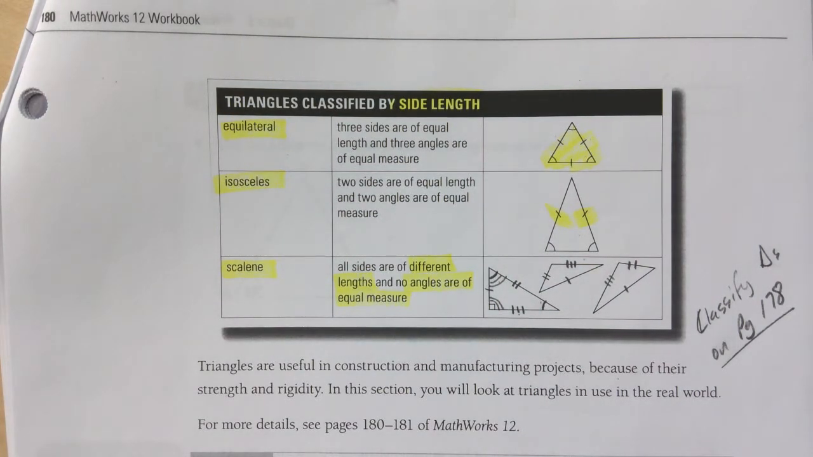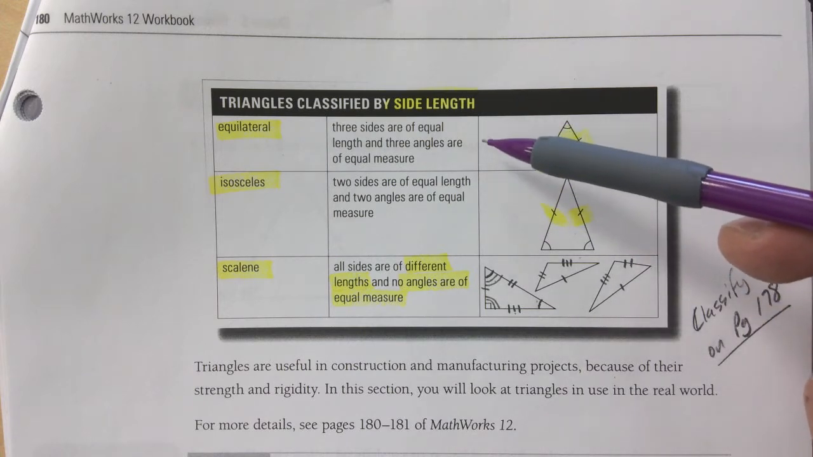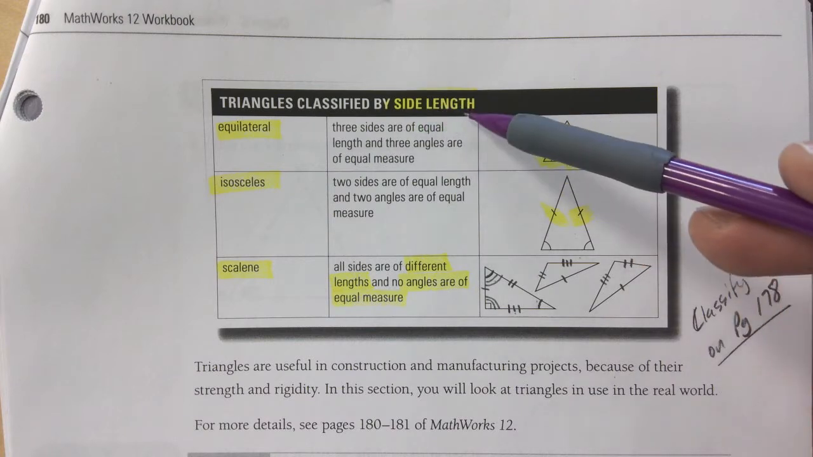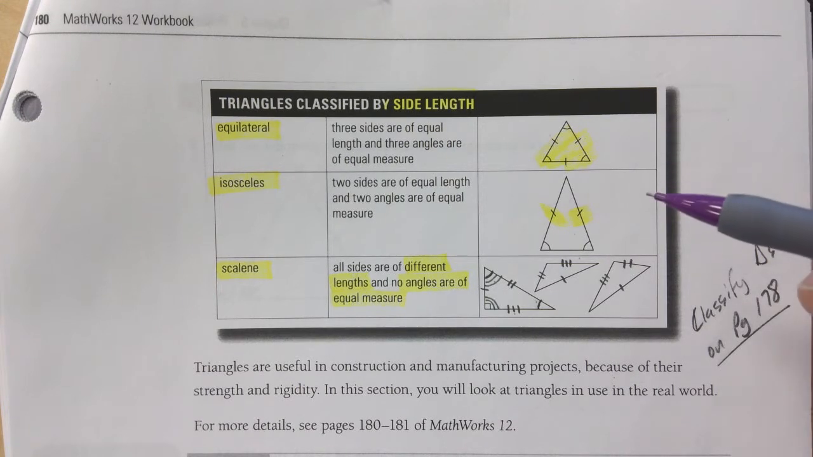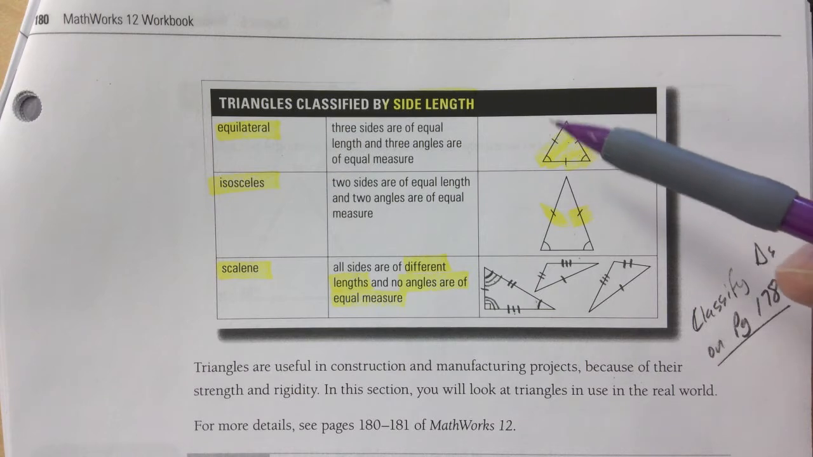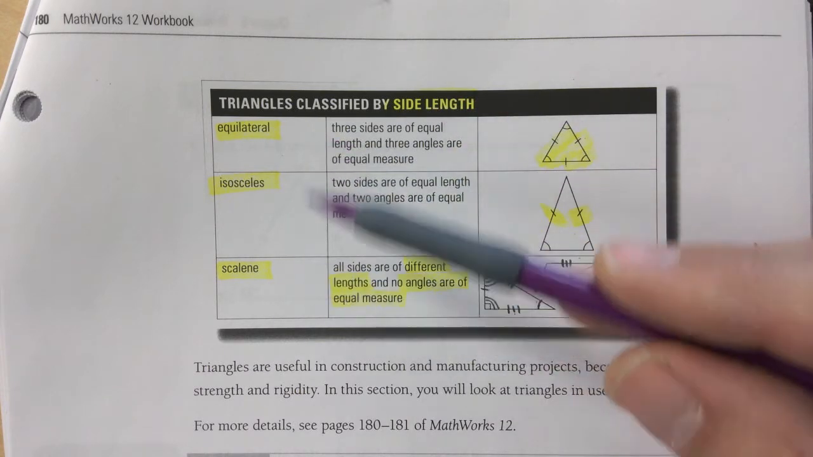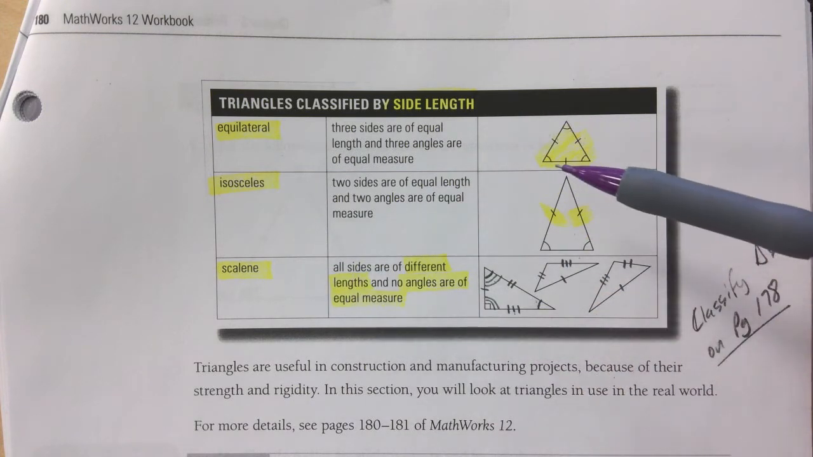Okay, so just a recap, every triangle can be classified based on side length and based on angles. But we also know that there's a relationship between side lengths and angles, right? So for example, if you're supposed to classify based on side length, I can look at my angles and they will give it away as well.